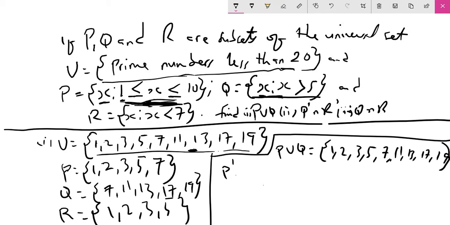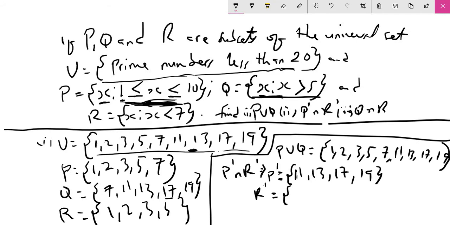P complement intersection R complement. So first, P complement. P complement is the set of elements within the universal set that are not inside the set P. So P is 2, 3, 5, 7. Elements that are not in P are elements above that actually. So we have 11, 13, 17, and 19.